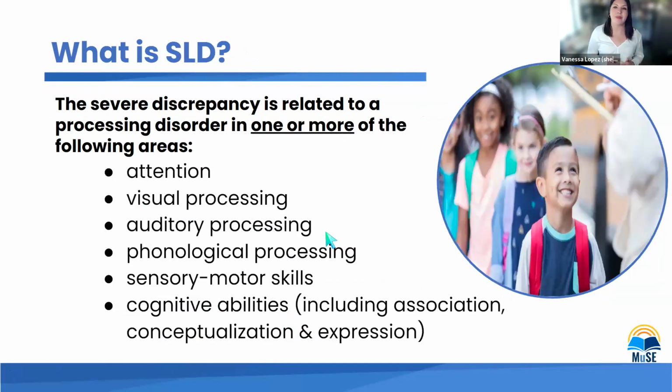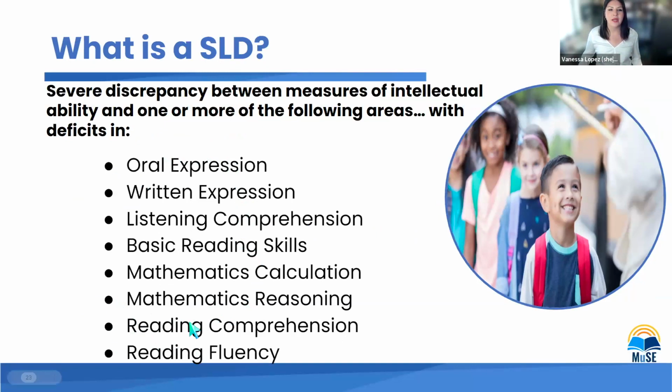However, there is an important piece that we want to consider. Through the assessment process, especially if the assessment process is culturally and linguistically relevant and appropriate, we need to make that determination based on those results that there is a discrepancy that is related to attention, visual processing, auditory processing, phonological processing, sensory motor skills, or cognitive abilities. Cognitive abilities may include association, conceptualization, and expression, meaning that the presence of this alone doesn't necessarily indicate that there's a disability.